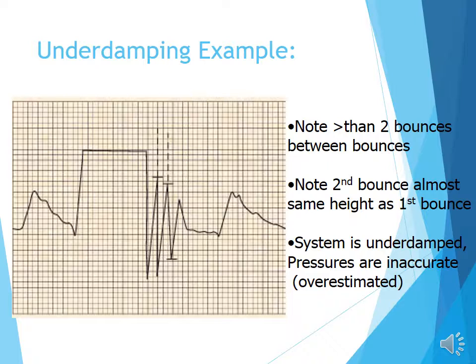This is an example of under dampening. So you can see that there's more than 2 bounces. So when you have under dampening, you're going to see extra bounces. And the second bounce is almost the same height as the first bounce. So too many bounces that are too high. So this means that the system is under dampened and the pressures are going to be overestimated.